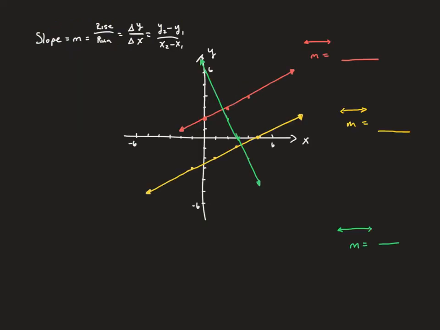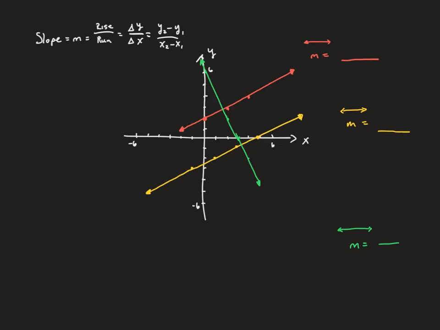As we talk about slope, and since we're going to be talking about parallel and perpendicular lines, we do want to recall that the slope of parallel lines will be the same, and the slope of perpendicular lines will be the negative inverse, the negative reciprocal, and we will be looking at these.